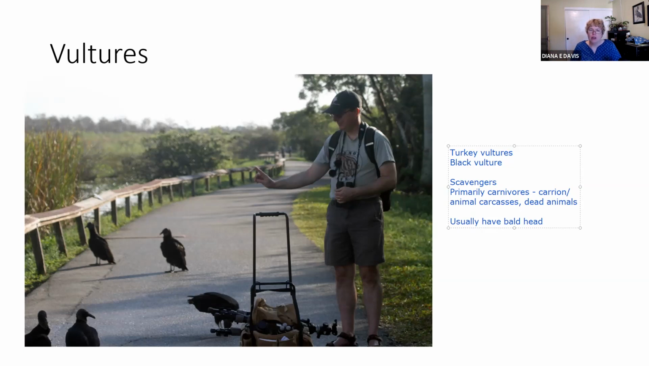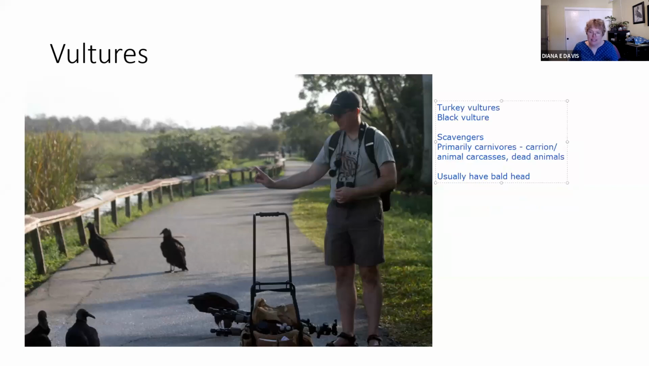Vultures are relatively physically weak animals. They don't have strong feet. They don't have a strong bite. Their primary defense against predators is projectile vomiting. And oh my God, is it disgusting.